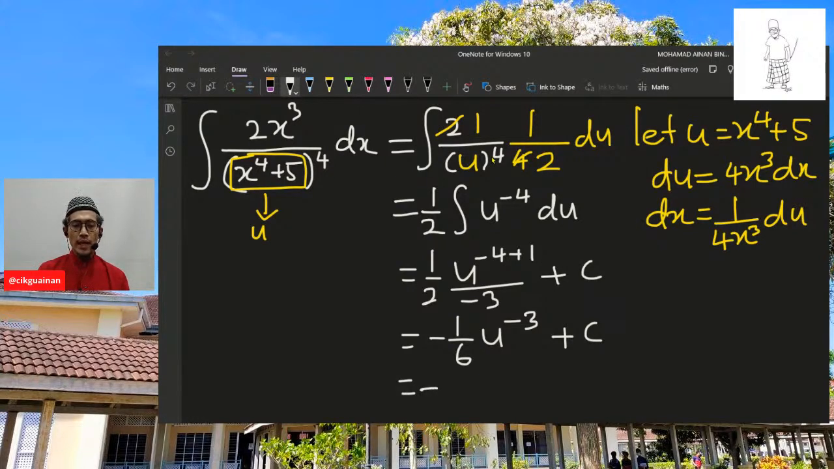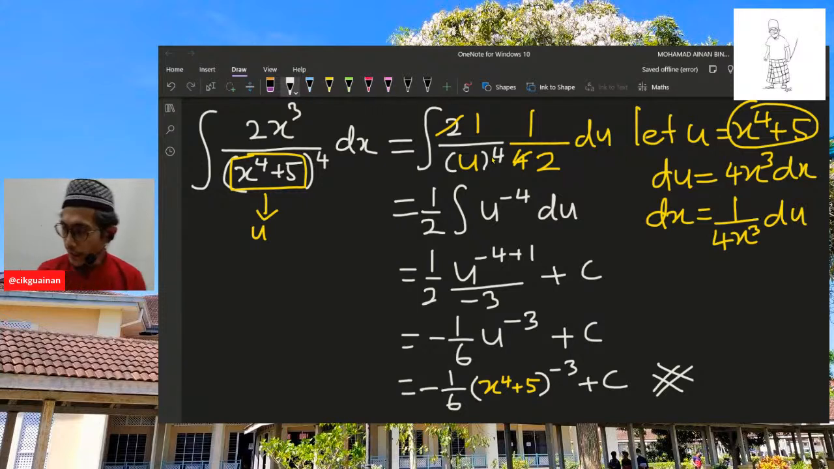Okay. So 1 minus 1 over 6, you replace back with the one that you let before. What is this? X power 4 plus 5. X power 4 plus 5. Done already. Just like that. That's correct, Muhammad Shafiq. That's correct.